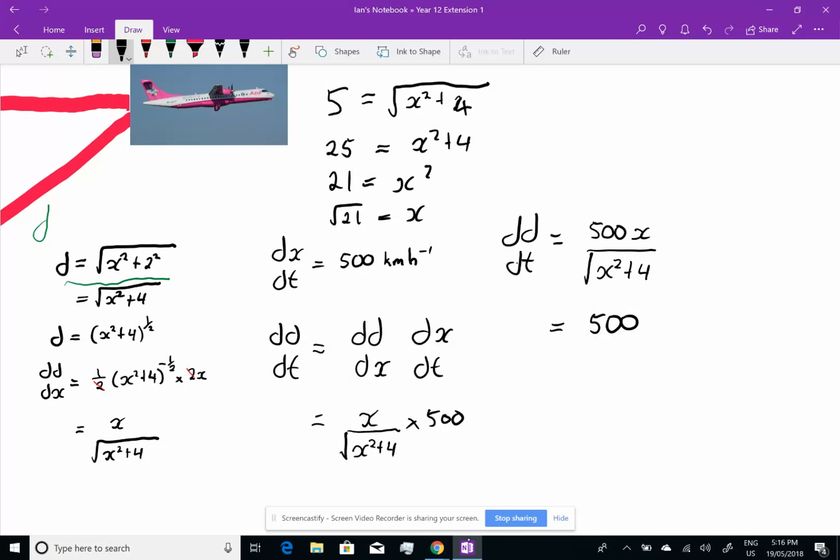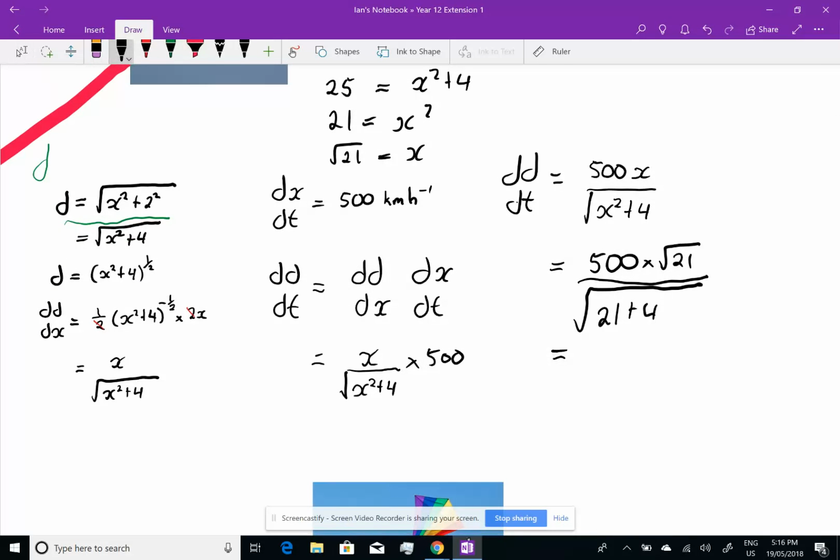500 times root 21 over the square root of, well, x squared is 21, plus 4. I pump that into my calculator, or I can even take it a bit further: the square root of 25 is 5. And I get 458 kilometres per hour, because it's a rate, a change in distance over time. And that's a correct answer.